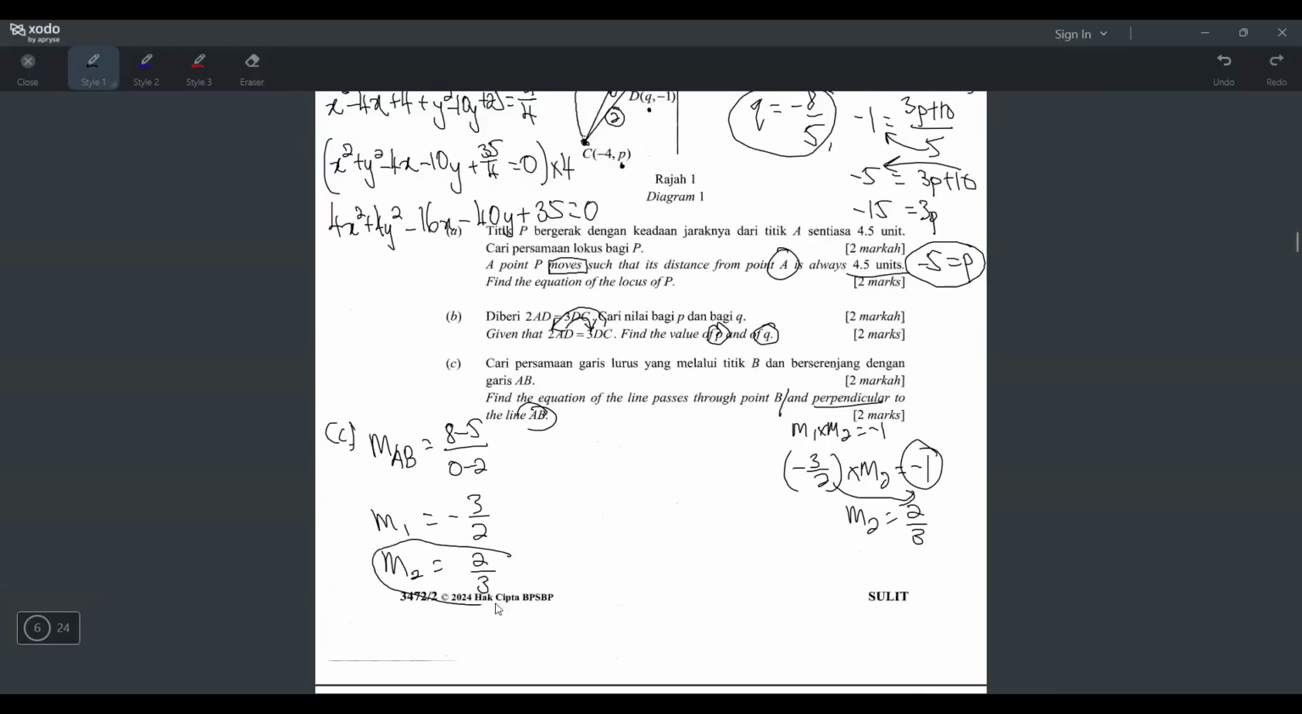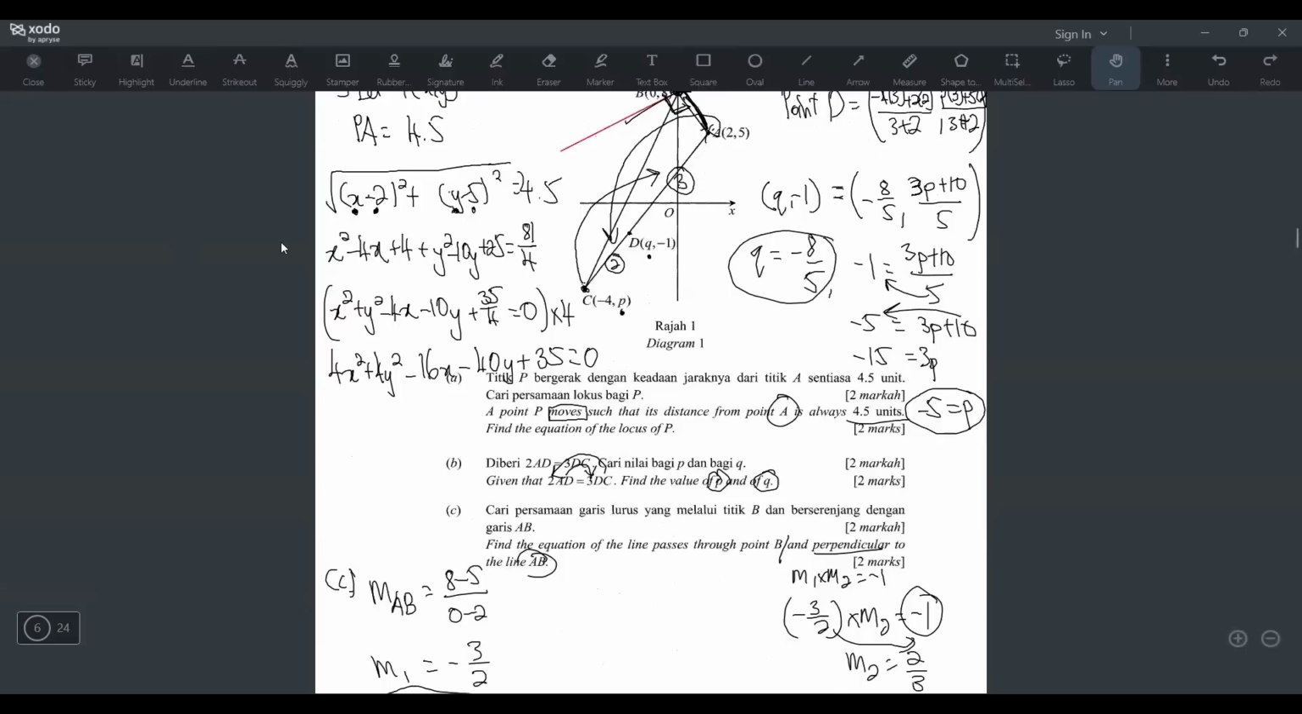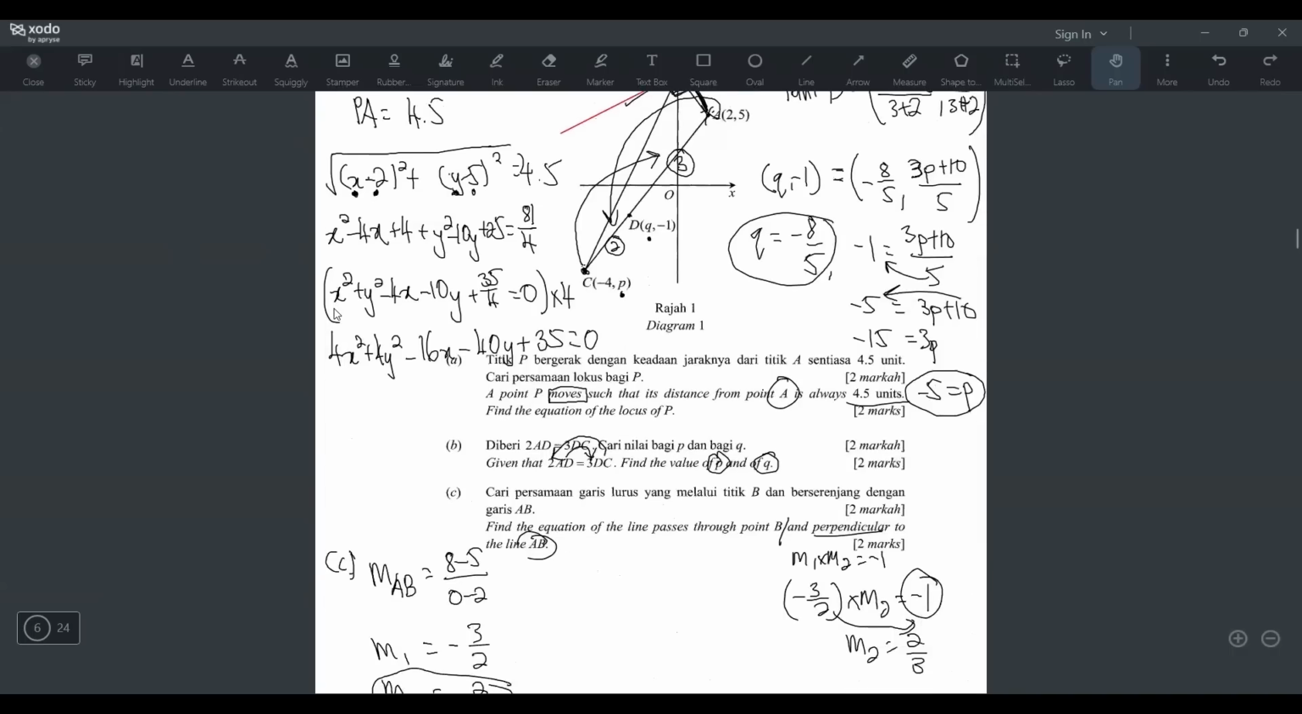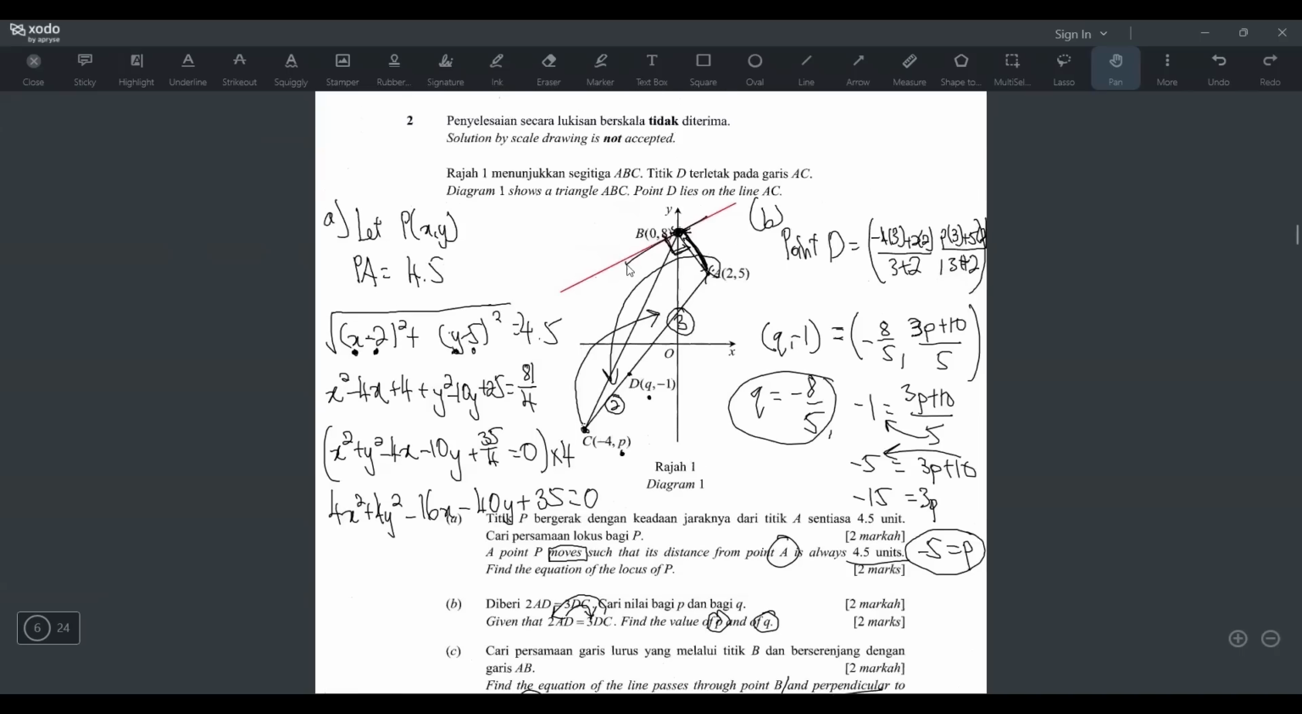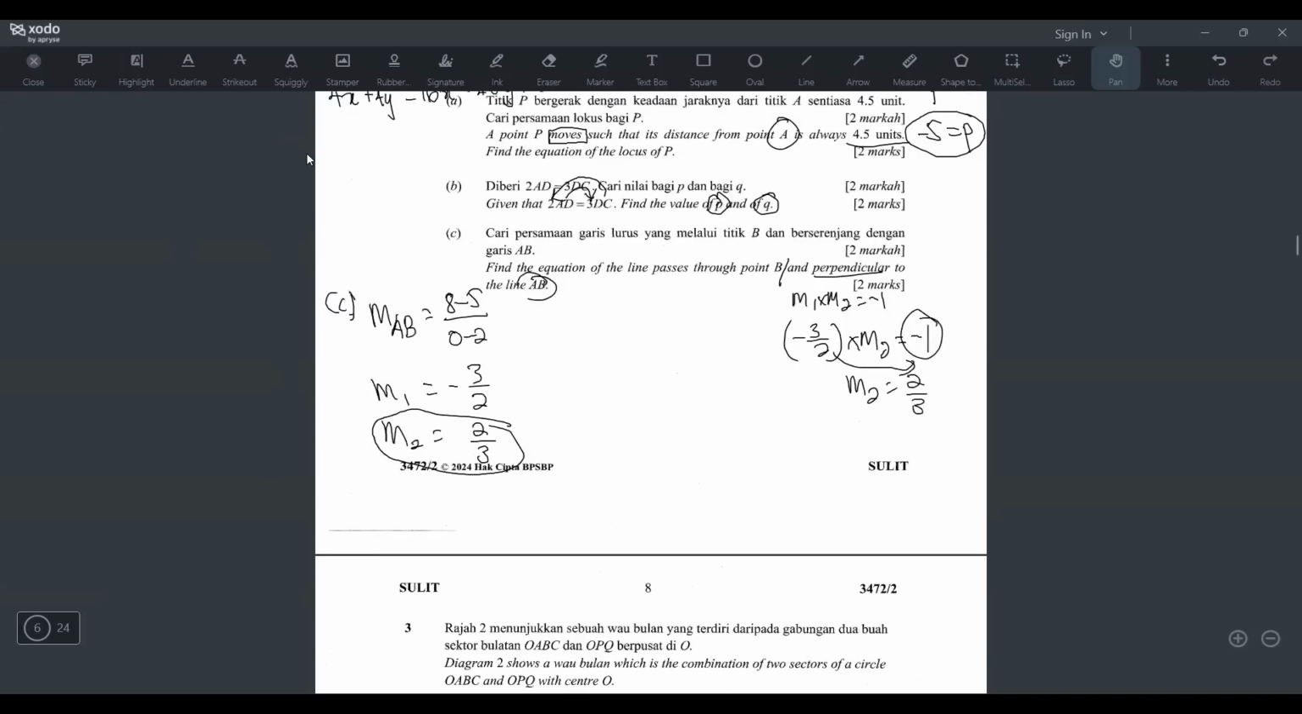Now you have your gradient of the red color line, but you still need the y-intercept, right? y equals mx plus c, and the y-intercept I told you already, which is 8. So the answer is y equals 2 over 3x plus 8, and that's all. That's the answer.